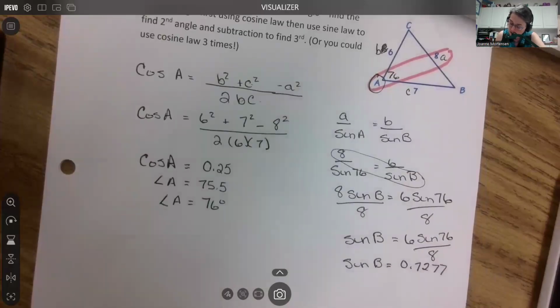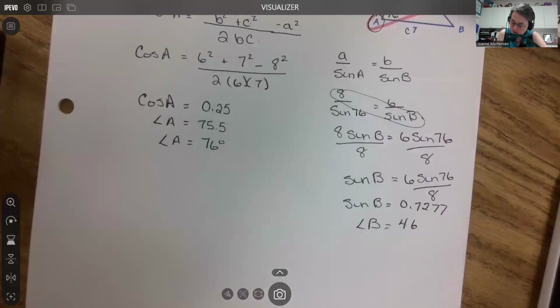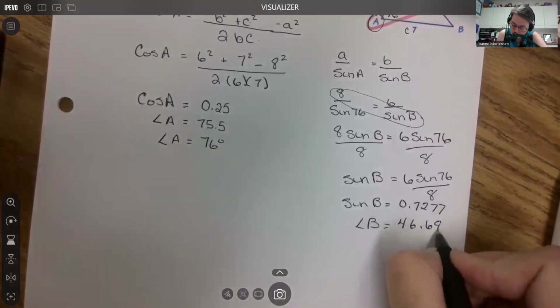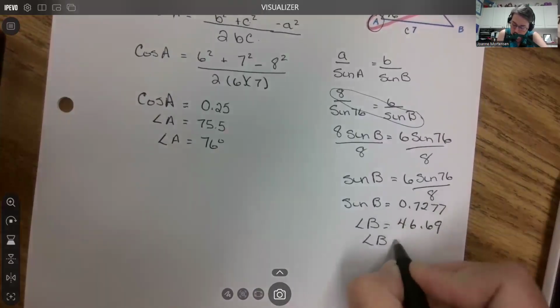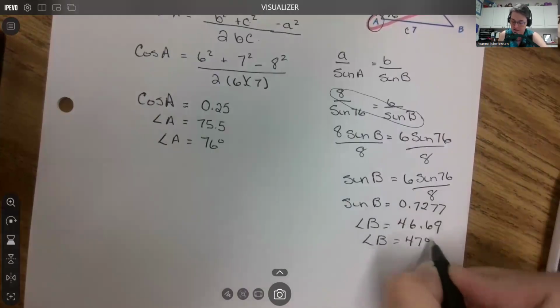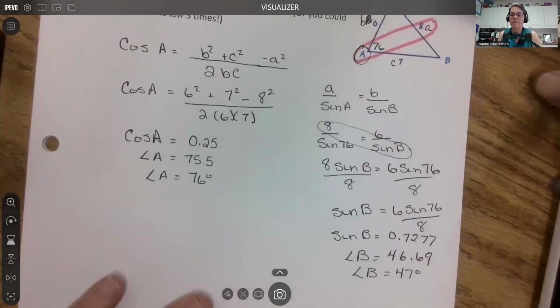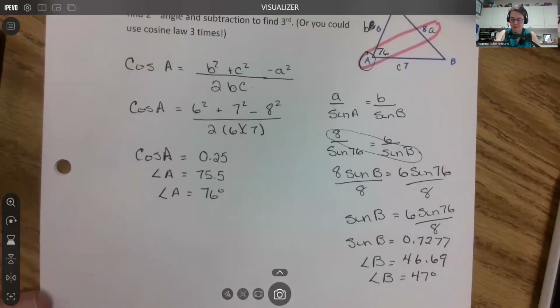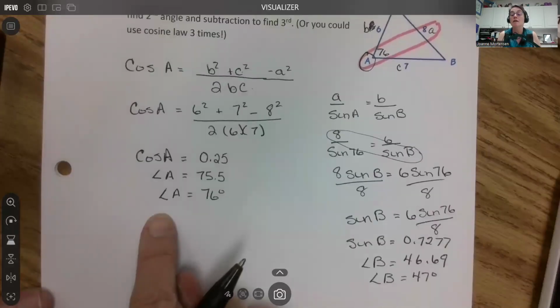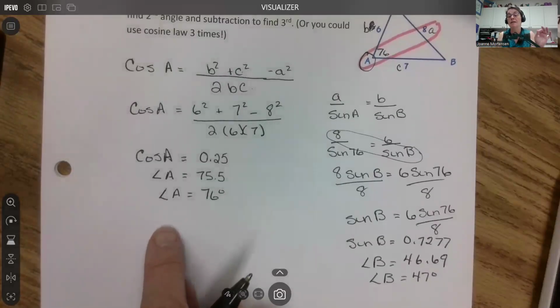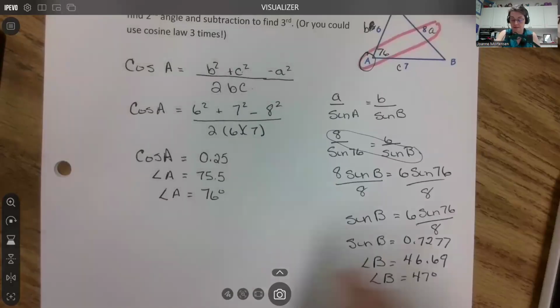0.7277. And now I go shift and sine. Oh, that's so much better. So angle B is 46.69. Angle B is equal to 47 degrees. Okay, where am I going to do it? I'm going to go over here. I'm going to do sine C, and I'll explain to you the logic behind it when I'm done.